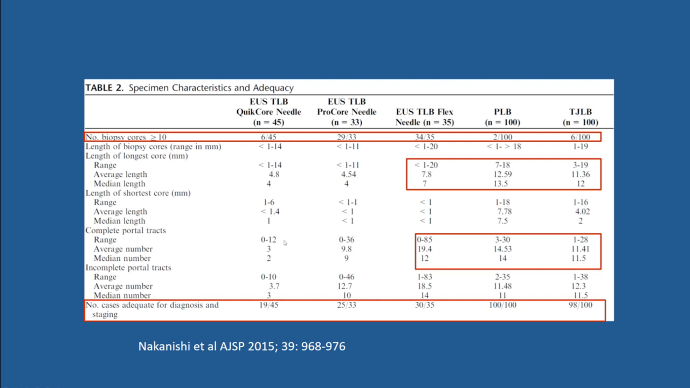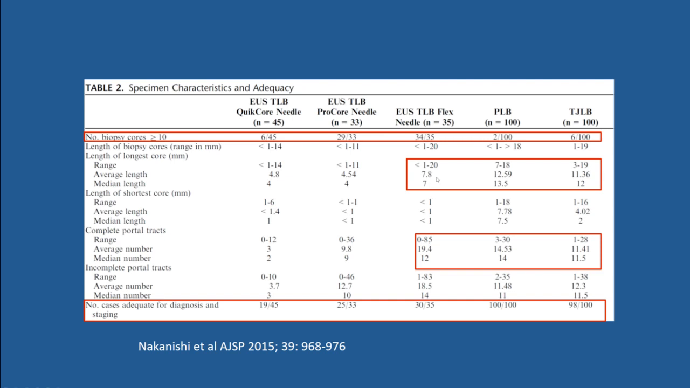And then when you look at the number of complete portal tracts, because that's the other criterion for adequacy, you find that the number of complete portal tracts is actually not much less than what we see in the percutaneous and the transjugular liver biopsies. So what this table shows you is that the adequacy of the EUS biopsies is definitely less. But it's not because of the number of portal tracts, because they're getting a large number of portal tracts. And in fact, some of these biopsies had almost 85 portal tracts.